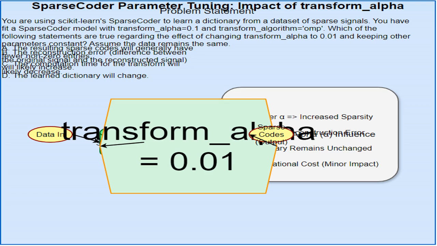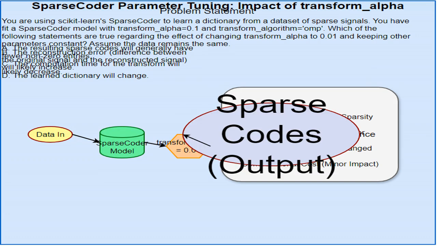Let's see what happens. This is the result I get after applying the SparseCoder using the new transform_alpha value, 0.01. I expect these codes to have even more zero entries compared to the ones generated with transform_alpha equals 0.1. Remember, the SparseCoder's job is to represent my data using a combination of dictionary elements, learned in the fit step, and this output represents the weights of that combination. More zeros mean fewer dictionary elements are used to represent each data point.